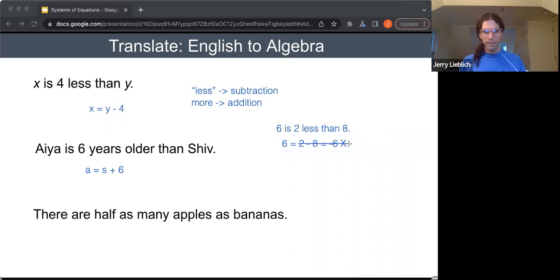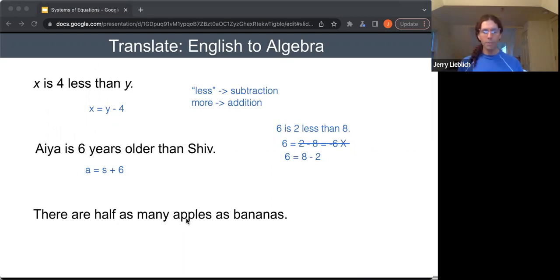So instead, we're thinking about it with this case that we really understand. If I ask you, what's 2 less than 8, you'd count down from 8. So we subtract from the 8. You could think of "less than" like that. Somebody's asking in the chat, is the word "is" equal to the equal sign? Yes, absolutely. So x is. And then over here, we can think of this whole side as what's going on the other side. In this case, 4 less than y means subtract 4 from y. 6 more than Shiv, or 6 years older than Shiv, means s plus 6.